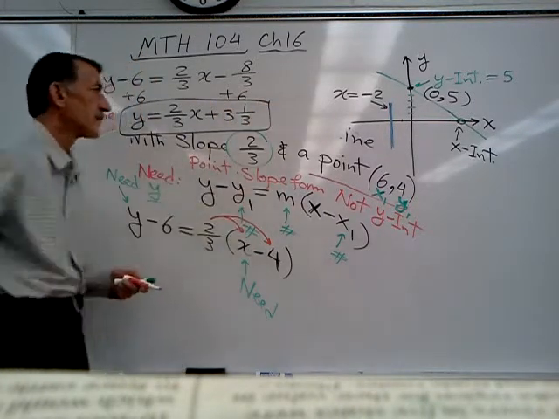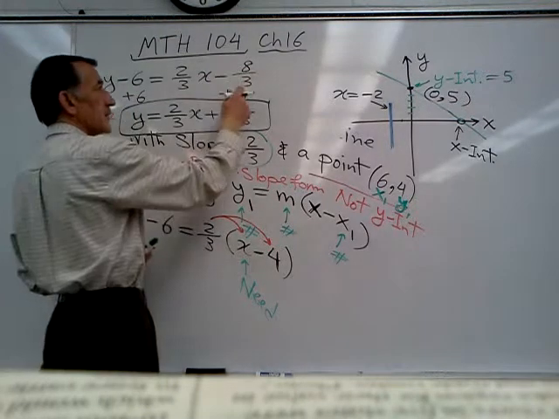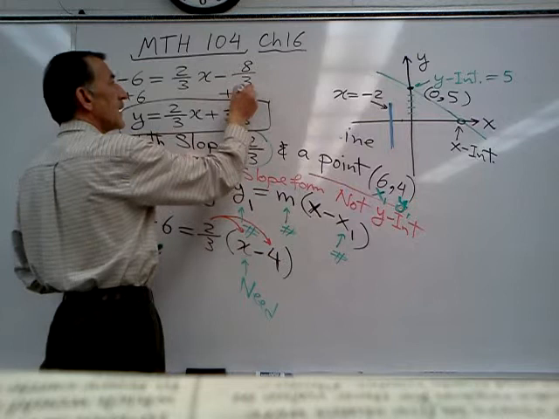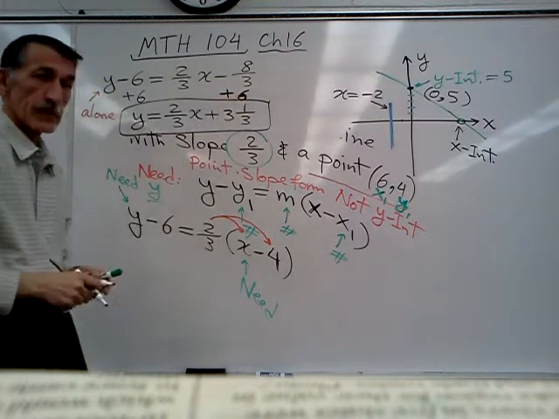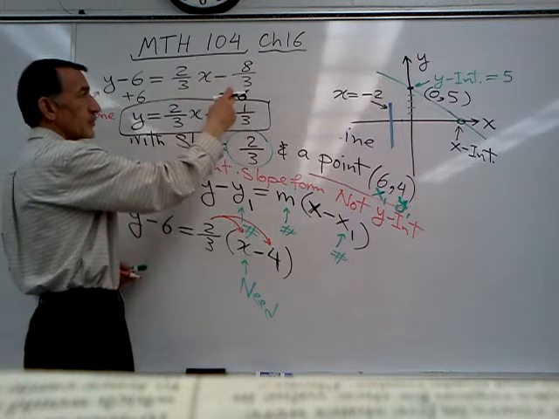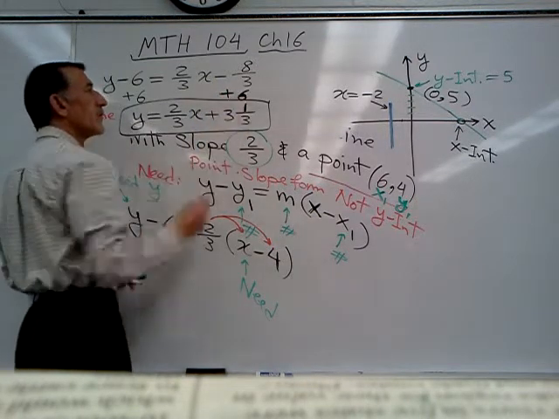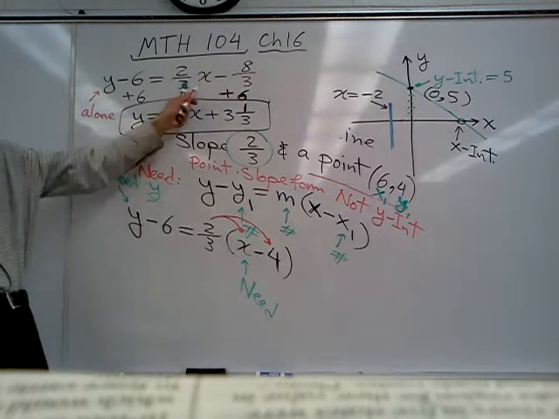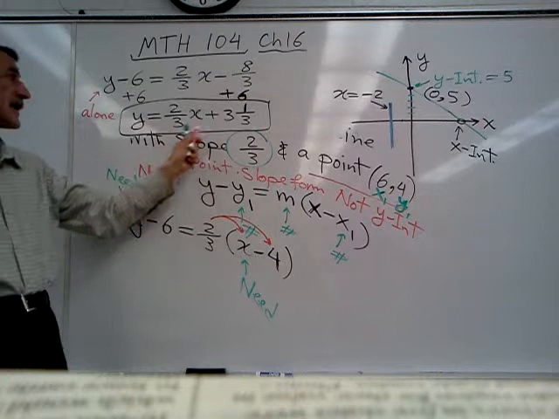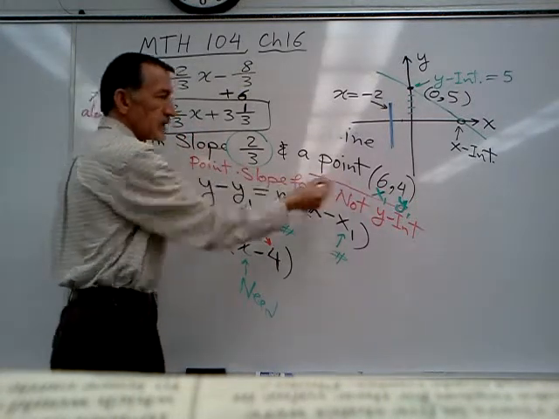That's it. You're done. So here you do the job of adding 6 to negative 8 over 3, and negative 8 over 3 happens to be 2 and 2/3. So you subtract 2 and 2/3 from 6 and you get 3 and 1/3, and therefore the 6 is gone here and y is alone by itself, and 2/3 times x is 2/3 times x. And that's the equation of the line if the slope was 2/3 and the point was 6 and 4.